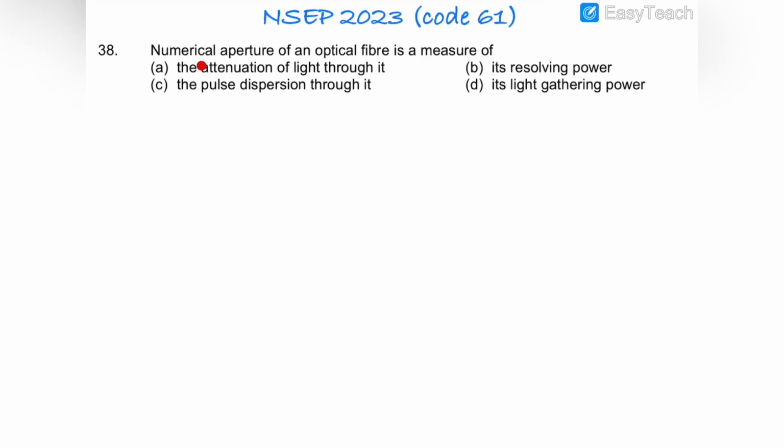In this question, you can see that the numerical aperture of an optical fiber is the measure of... We know that the numerical aperture is the amount of light which it can gather. So it is the light gathering power. So the correct answer is D. Now we move on to the next question.